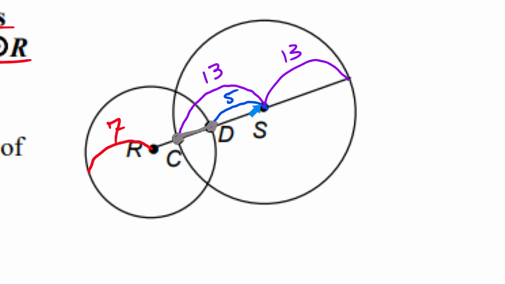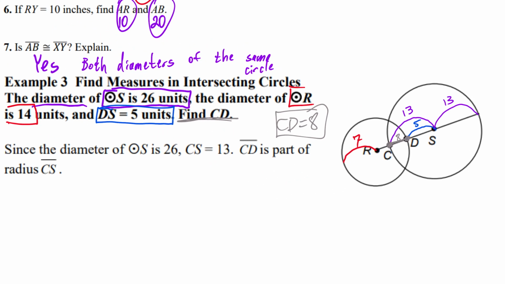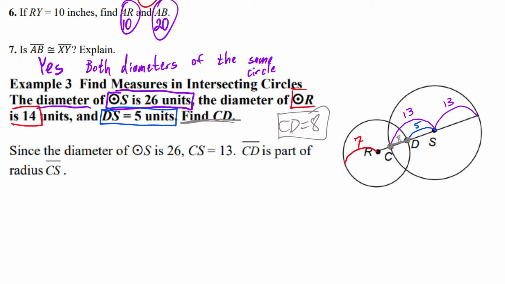But if the whole thing is 13 from here to here, and it's 5 from here to here, how far is it going to be from here to here? It's got to be 8, because the 8 and 5 together have to add up to the total, which is 13. 8 and 5 add up to 13. So CD equals 8, which again, I know that doesn't match the way it looks, but that's the correct answer.